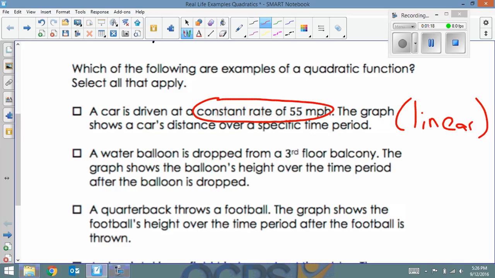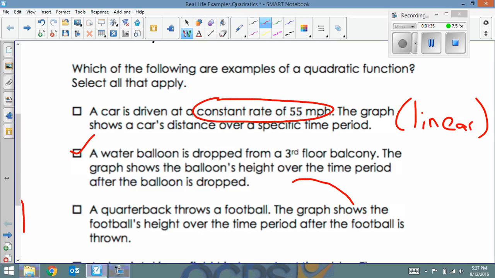A water balloon is dropped from a third floor balcony. The graph shows the balloon's height over time period. That would be a quadratic function. When you think about it, when you're dropping a balloon, it's going to go kind of like in an arcing motion like that of some kind.